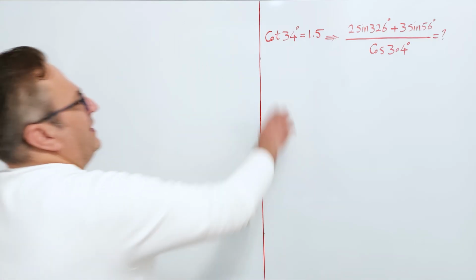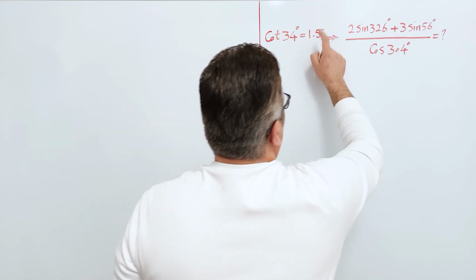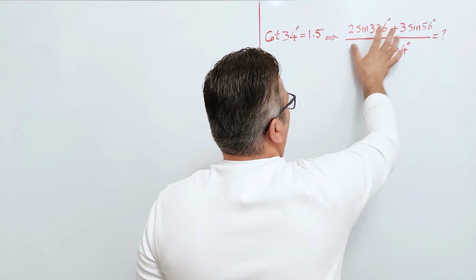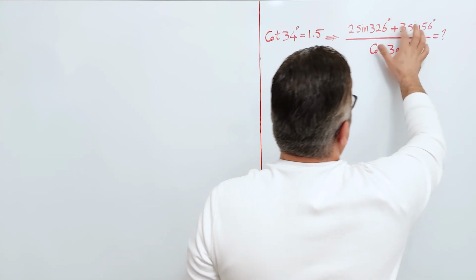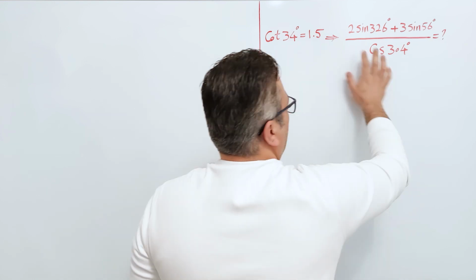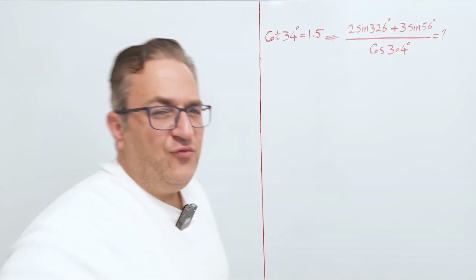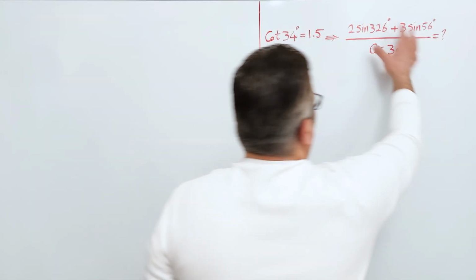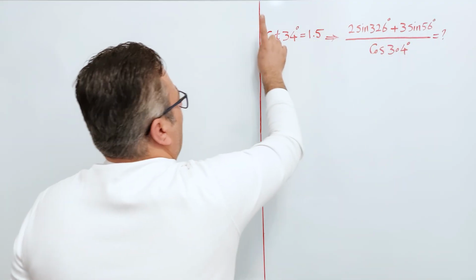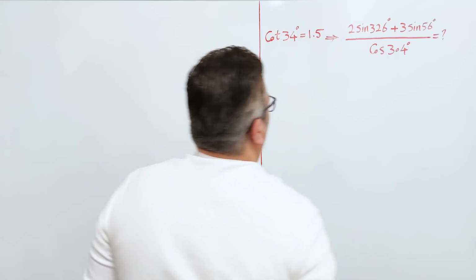In this question, if cotangent of 34 degrees is equal to 1.5, so what is the value of (2 sine of 326 degrees plus 3 sine of 56 degrees) divided by cosine of 304 degrees? Okay, so we don't know any of the trigonometric ratios of these angles, but we do know that cotangent 34 degrees is 1.5.